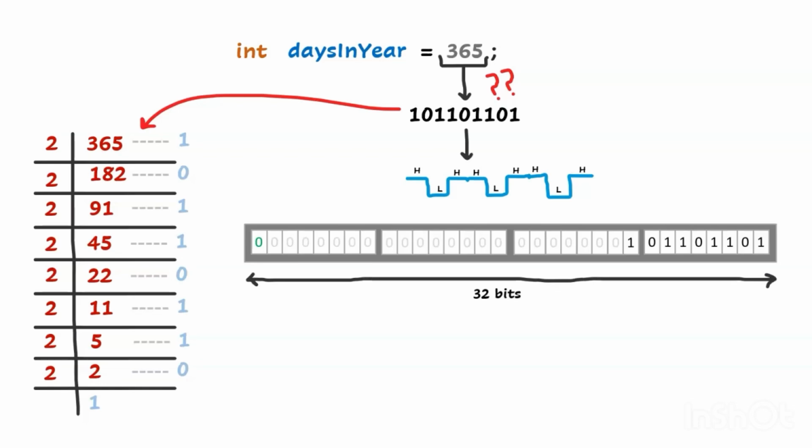So the value 365 is stored like this in the 9 bits, and the rest of the bits are in low state except the first bit, which is allocated as the sign bit, meaning it specifies if this value is positive or negative. If the sign bit is 0, it means the value is positive, else if it is 1, it means the value is negative.